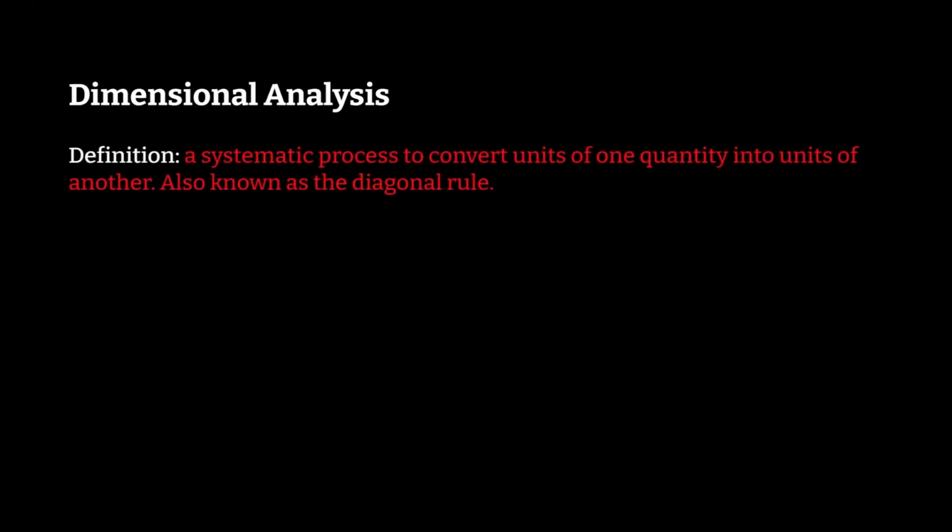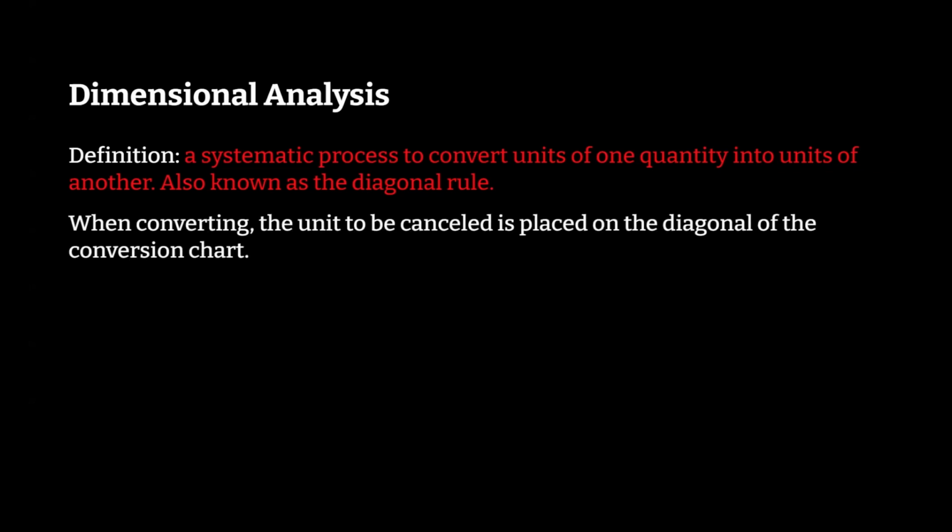In this video, we're going to be taking a look at dimensional analysis. Dimensional analysis is a systematic process to convert units of one quantity into units of another. This is also known as the diagonal rule. Whenever converting, the units to be canceled are placed on the diagonal of the conversion chart. We're going to take a look at that in just a moment.